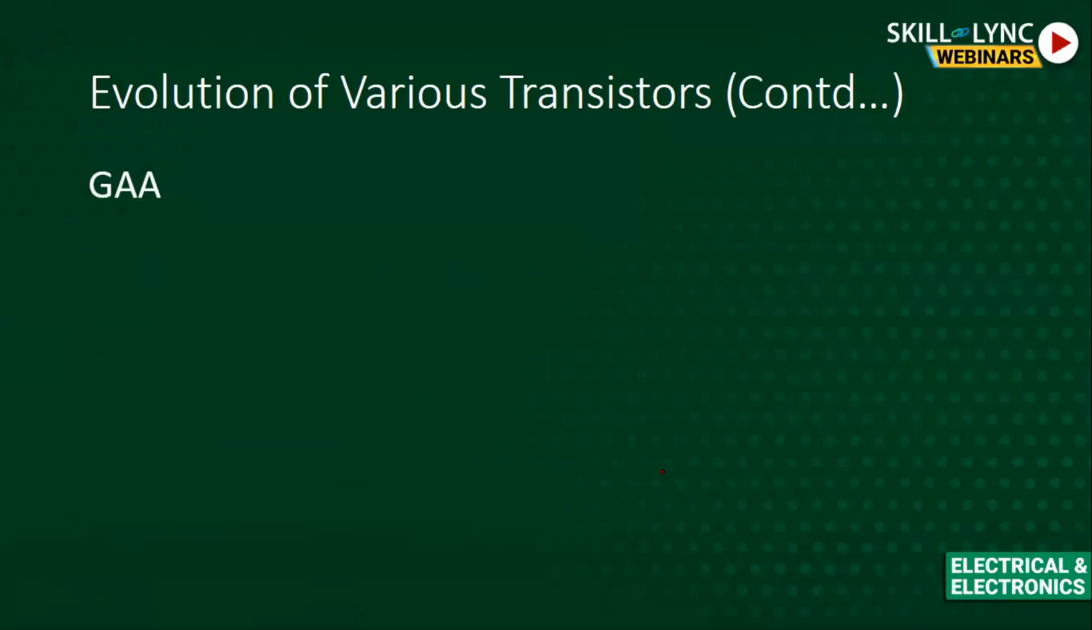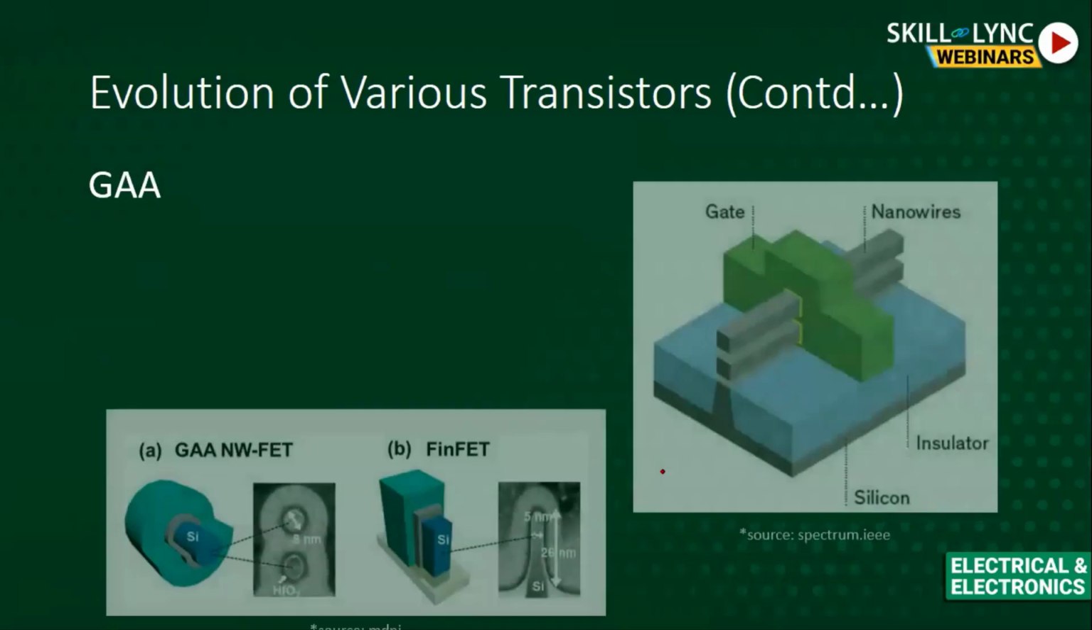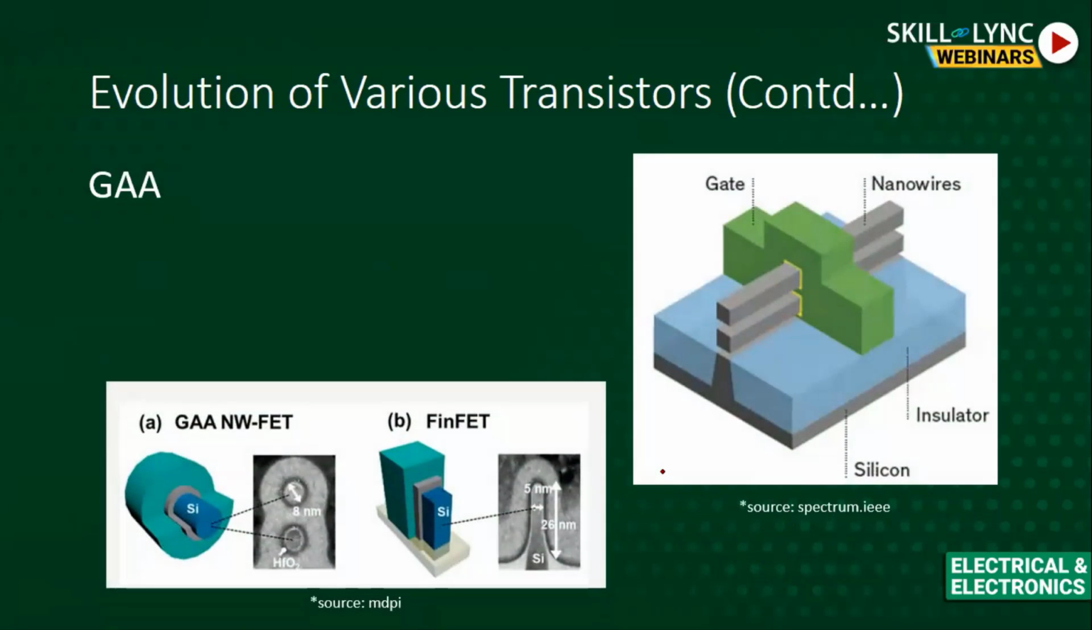So coming to the next one, which is GAA, which I call gate all around. Now here you can see the gate is completely surrounded by the channel. In between we have these nanowires. The nanowires are now my source and drain, and in between we'll have the channel.